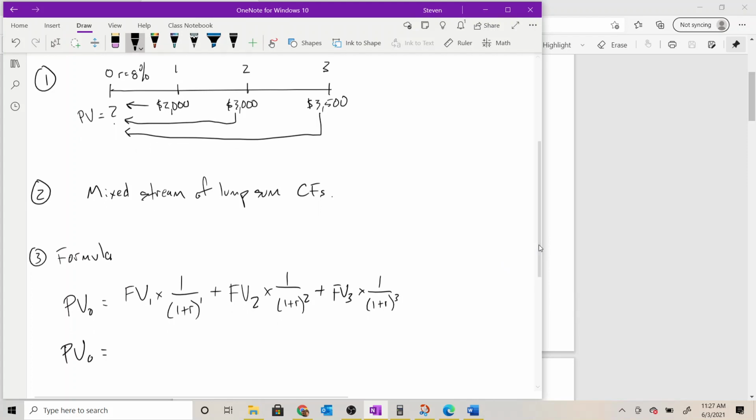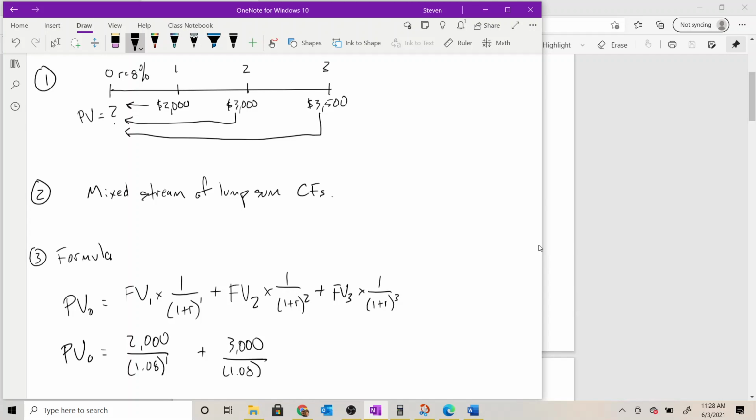So our present value at time period 0, we start with this $2,000. And our discount rate is 8%. That we plug in for our R there. 1 plus 8%, or 8% expressed as a decimal, is 0.08. So 1 plus 0.08. Discounted back one period.